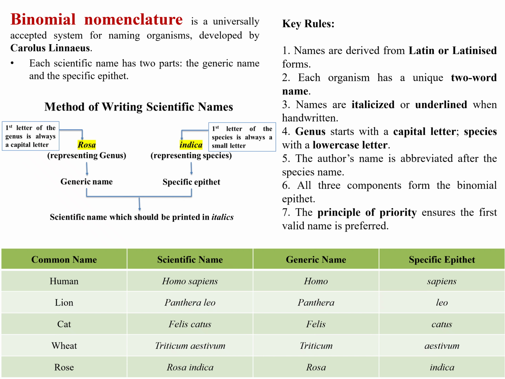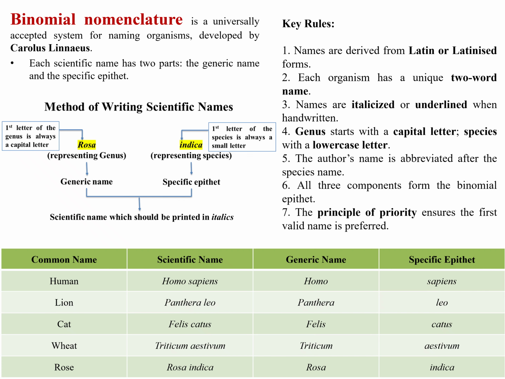And there is one more rule, that is the principle of priority. The first valid name published gets priority. Later names become synonyms. So now, why is this useful? Biodiversity, as we know, is very vast. For example, there are more than 400,000 plant species. Binomial nomenclature prevents mix-ups and ensures scientists across countries, languages, and centuries are talking about the same organism.